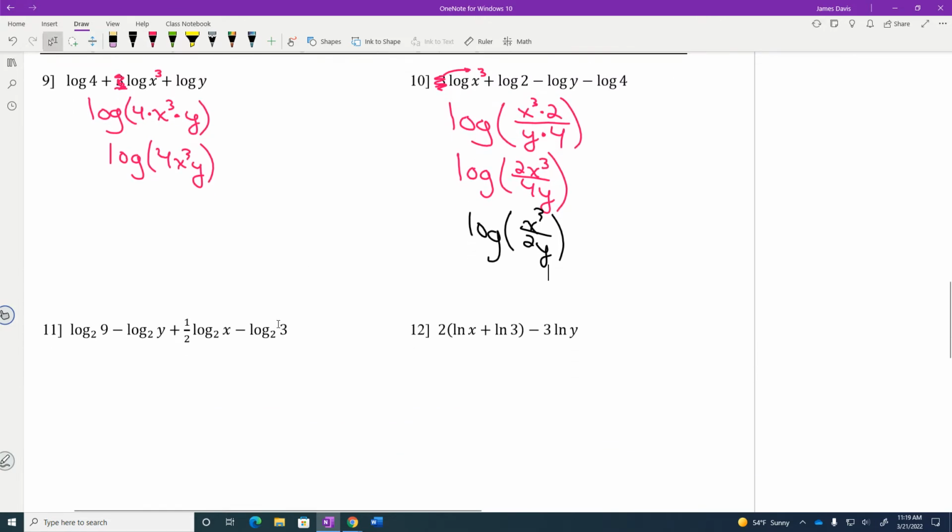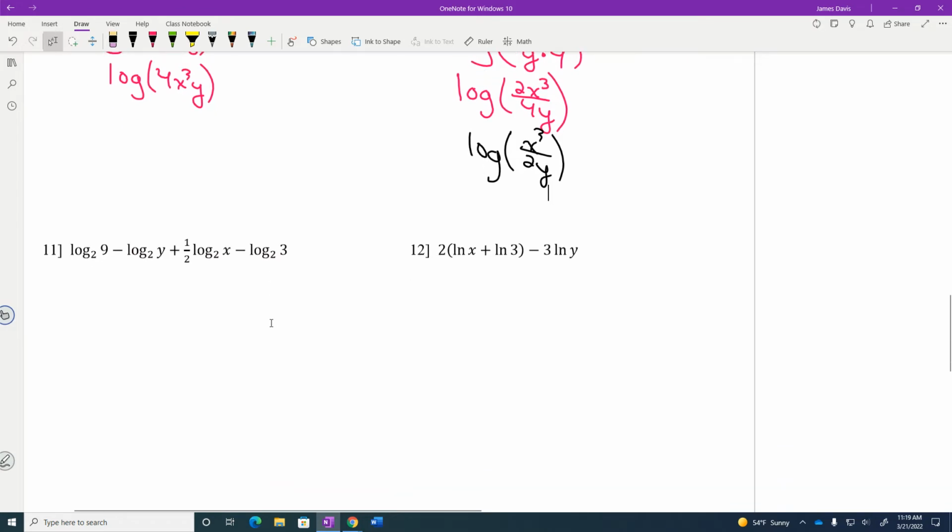Okay. Let's try number 11. First thing to check is if there's any numbers that you can move up, which there is one here, this 1/2. We can take up to this here. All right, now let's just start writing them out. Anything with a positive goes to the top, anything with a negative to the bottom.